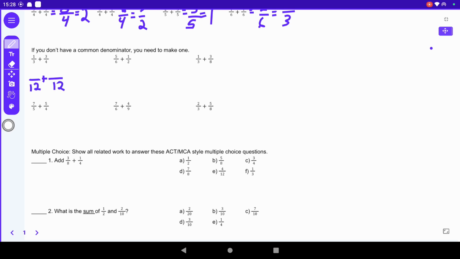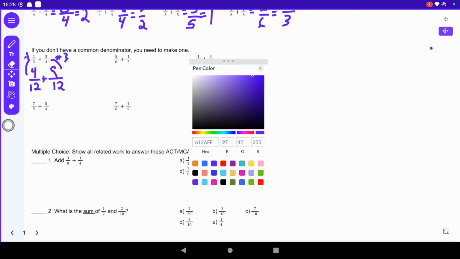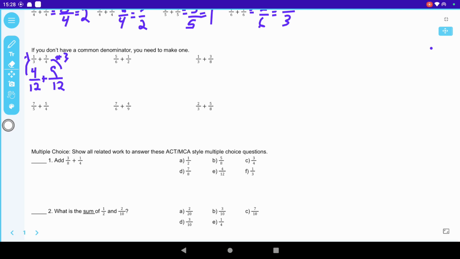So on the left side, what do I multiply 3 by to change my denominator from 3 to 12? And it's 4. So I'm going to multiply by 4. So 1 times 4 is 4. On the right side, what do I multiply 4 by to get my new denominator of 12? 3. 3 times 3 is 9. And then just like above, I'm going to add my numerators. 4 plus 9 is 13 over my common denominator of 12.